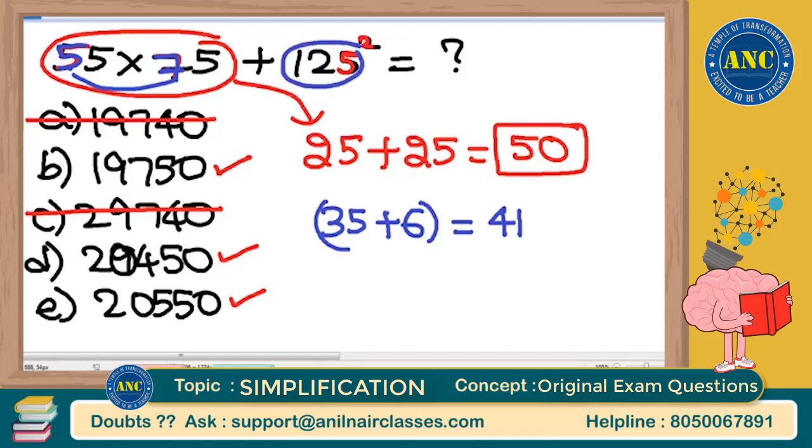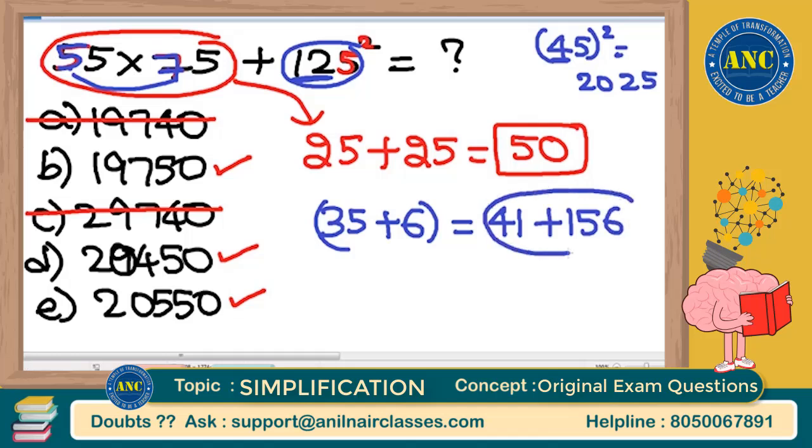Similarly, 125 square if I do it, I told you any number ending with 5 to square it, 45 square. 5 square is 25. 4 is there, the next number of 4 is 5. 4 into 5 is 20. Similarly, 125 square is 12 into the next number, 12 into 13 is 156. 156 plus 41. The first three digits should be 197. The last two digits should be 50. This is the answer.